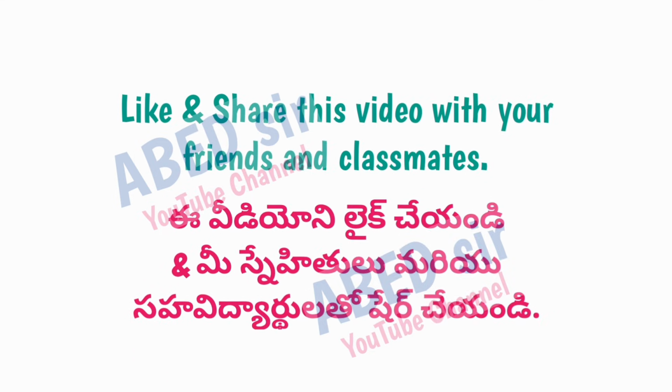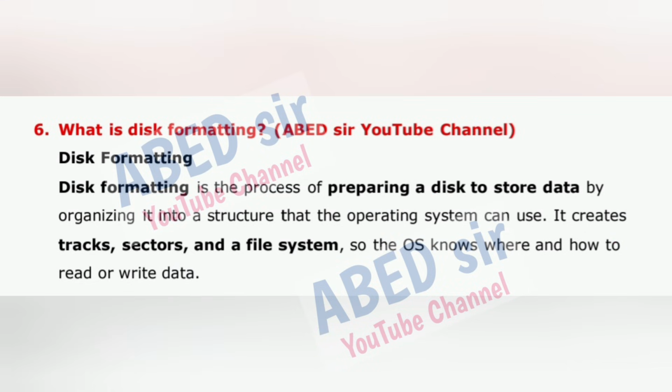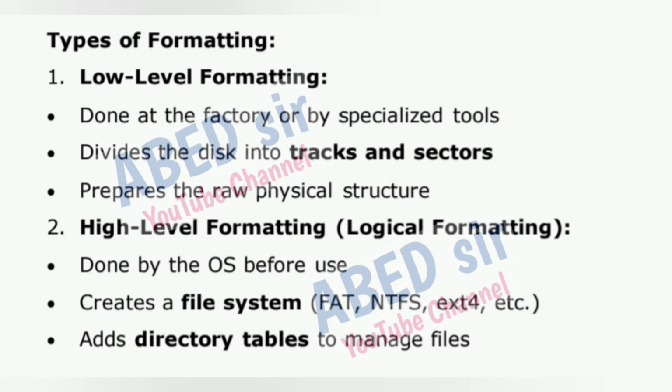Next important short question is 6. What is disk formatting? Disk formatting is the process of preparing a disk to store data by organizing it into a structure that the operating system can use. It creates tracks, sectors, and a file system, so the OS knows where and how to read or write data. Types of formatting.